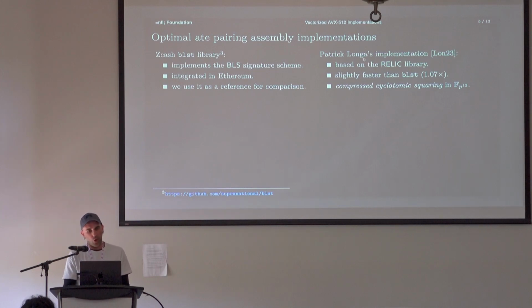Now, the second option is an implementation by Patrick Longa. This is based on the RELIC library. RELIC is a very well-known library that implements a variety of pairings. And Patrick's implementation is slightly faster than BLST. It is faster by a factor of 1.07. The reason is that Patrick is using a different implementation of the cyclotomic squaring. Their method is called compressed cyclotomic squaring.